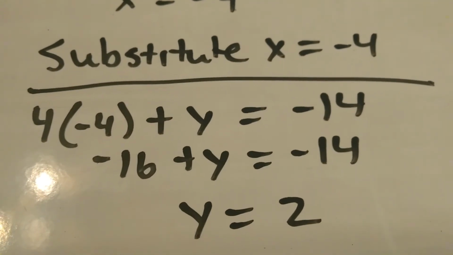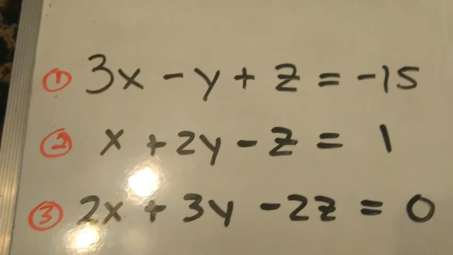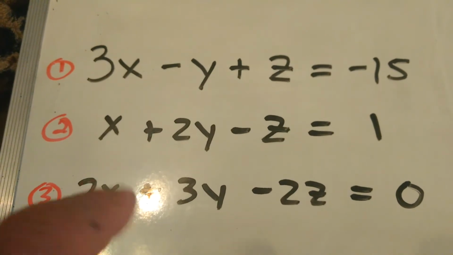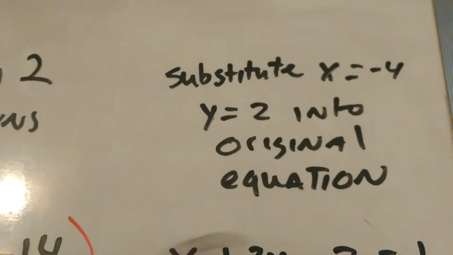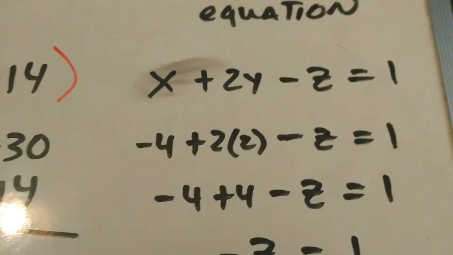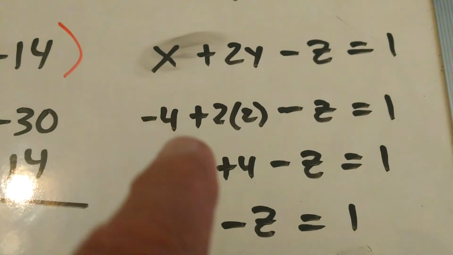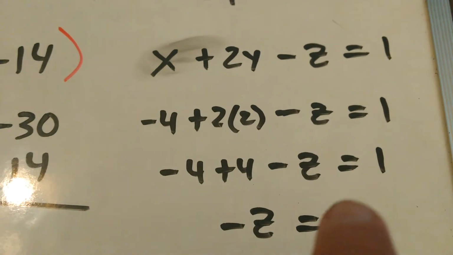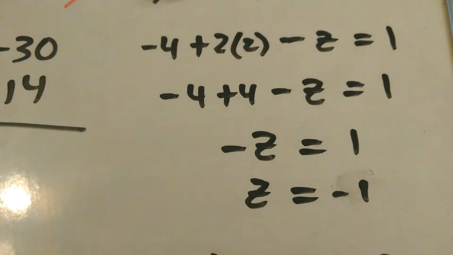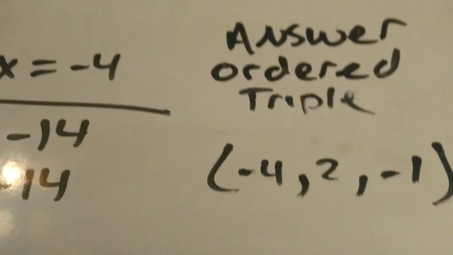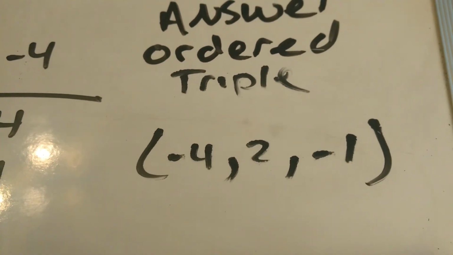Now what I have to do is take this 2 for y and this negative 4 for x, and substitute it into one of the original equations. I chose equation 2. So here's equation 2 here. And remember, I have to substitute it into an original equation. So I substitute the negative 4 in for x, the 2 in for y. Gives me negative 4 plus 4 minus z equals 1. I get negative z equals 1. Multiply by a negative across, and I get z equals negative 1. And thus I have my ordered triple, which is negative 4 for x, 2 for y, negative 1 for z.